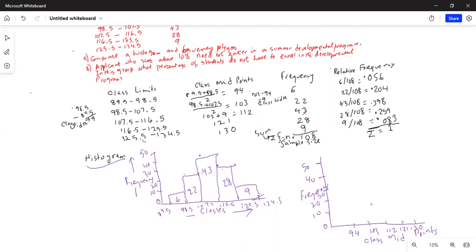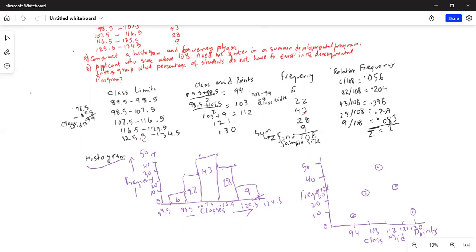Okay, so the first midpoint is 94, the frequency is 6. Next one, midpoint is 103, frequency is 22. Somewhere over here. Next one is 112, frequency is 43. Somewhere over here. Next one, midpoint is 121 and 28. 28 is over here. And then 130 and 9, which is somewhere over here.